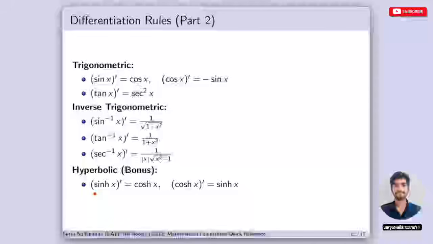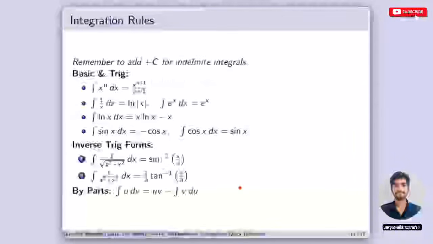Next, for hyperbolic, d by dx of sin hx is equal to cos hx. d by dx of cos hx is equal to sin hx. It means there is a reverse, but there is no sign change. So for hyperbolic, there is a chance of a question.